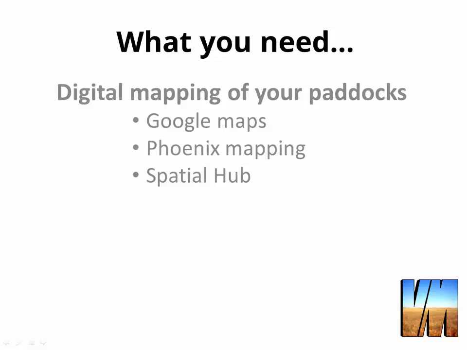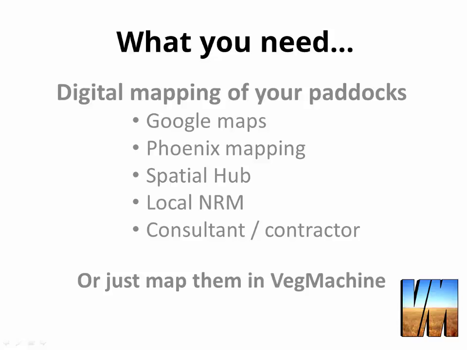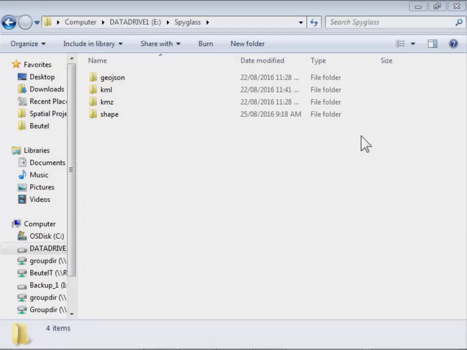Alternatively, your property may have been mapped by your local NRM group or by a professional consultant using GIS software. All of these sources produce a file that VegMachine can use to generate your forage report. And if you don't have any of those, it is possible to simply map your paddocks in VegMachine. So there is a variety of paddock file formats that you can import into VegMachine, and I'll just quickly show you the different file formats.